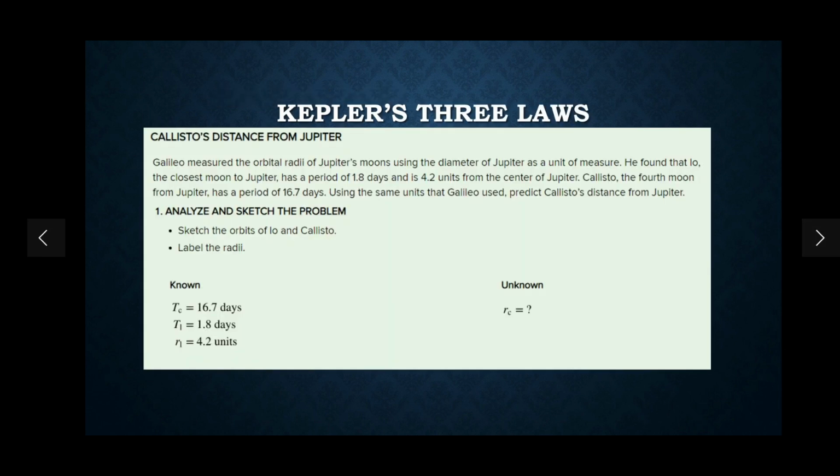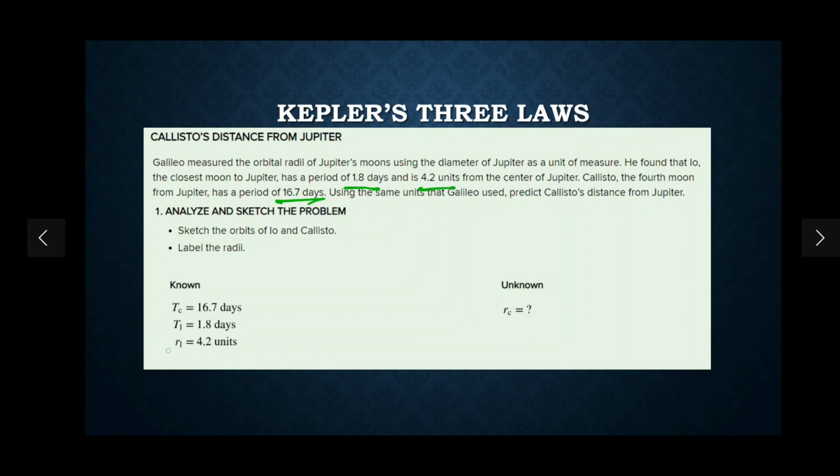Let's solve a question. Galileo measured the orbital radii of Jupiter's moons using the diameter of Jupiter as a unit of measure. He found that Io, the closest moon to Jupiter, has a period of 1.8 days and is 4.2 units from the center of Jupiter. Callisto, the fourth moon from Jupiter, has a period of 16.7 days. Using the same units that Galileo used, predict Callisto's distance from Jupiter.